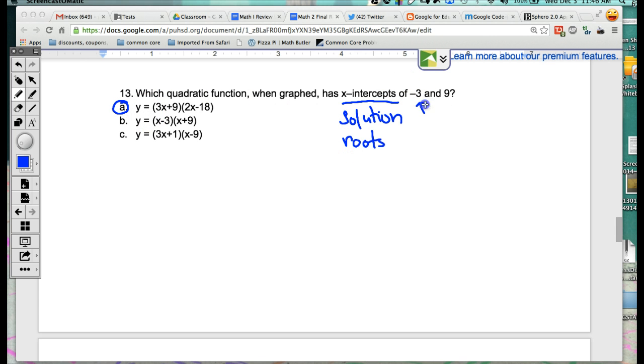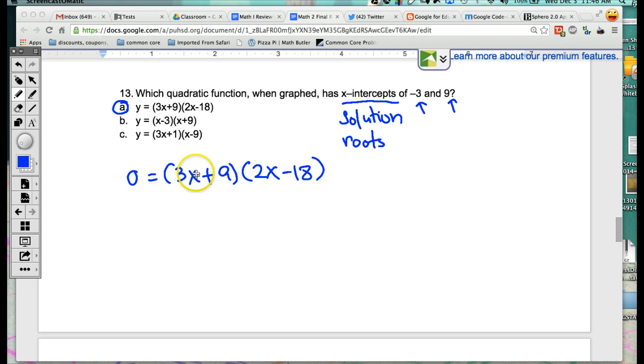Since your answer is -3 and 9, how did you get to the answer? First, you factor trinomials, right? And then you make it look like that. So, let me just rewrite it here. Y is equal to 3x plus 9 times 2x minus 18. Right? And by definition, x-intercept means what? Y is equal to 0. So what I'm going to do is, instead of y, I'm going to go ahead and put 0.